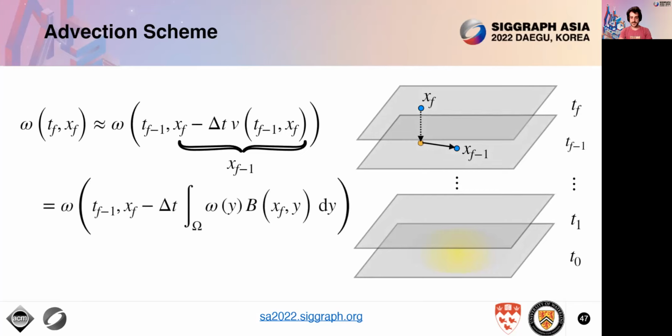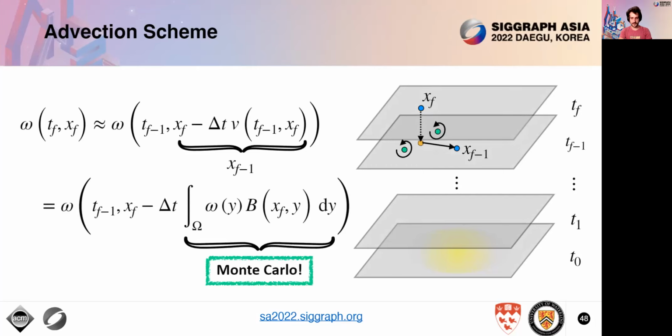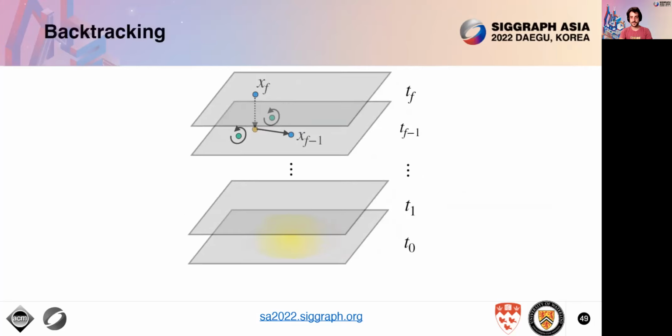Now we replace the velocity term from this formula with the Biot-Savart law mentioned earlier. As a result, we get this recursive integral with respect to vorticity. All we propose to do is to solve this integral through Monte Carlo integration. In fact, this is quite similar to what was done for the rendering equation in the early 90s. That's it. That's the core of our method.